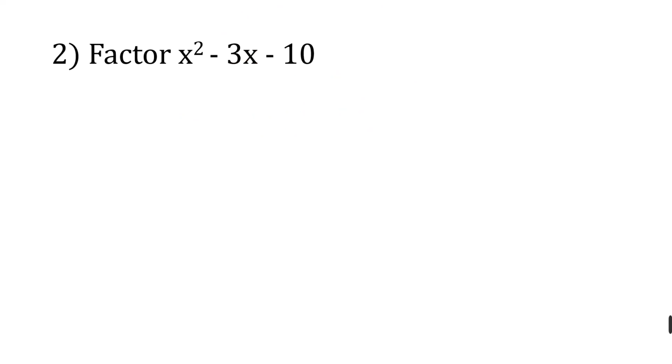Okay, so what if the middle term is negative and the last term is also negative? Can we do that? So we want two numbers that multiply to negative 10. This time they're going to add to negative 3. And again, you want to take the sign that's right next to the number with it.